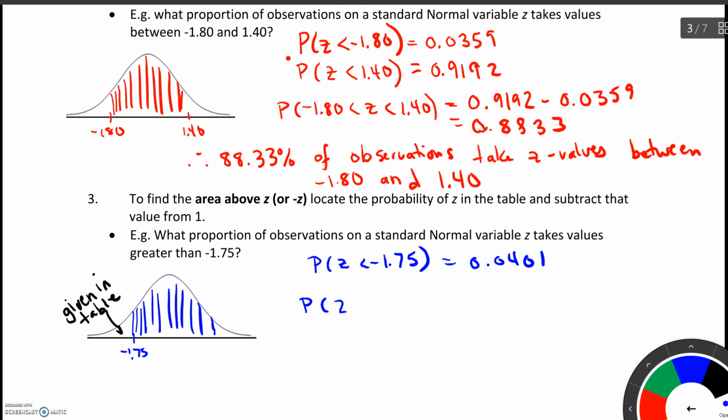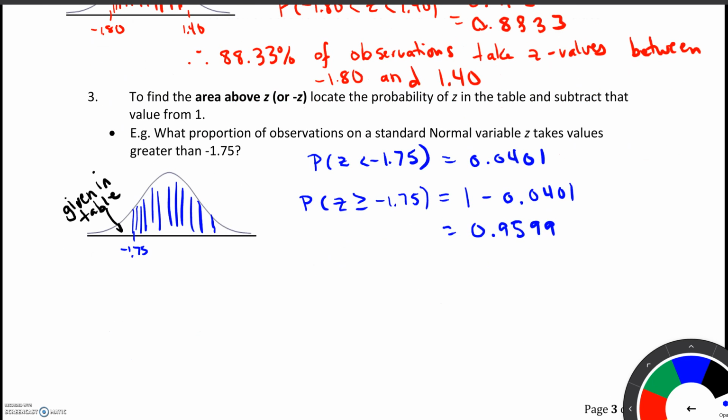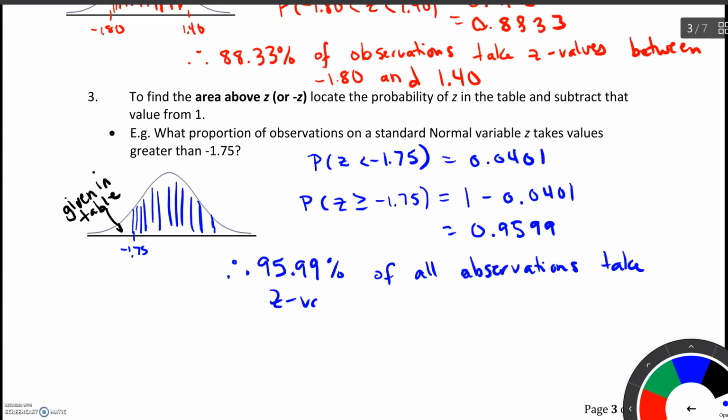And now if I want the probability that Z is greater than or equal to negative 1.75, since the total area is 1, I subtract the left tail area from 1, and the result is the values that are greater. And therefore, 95.99% of all observations take Z values greater than negative 1.75.